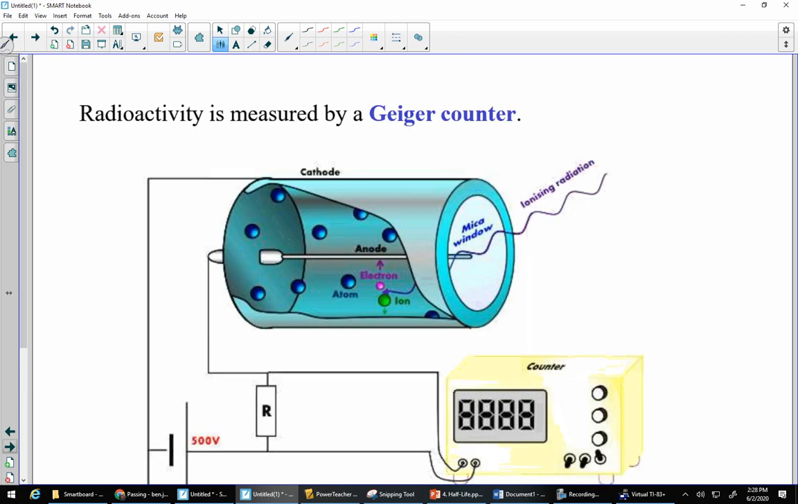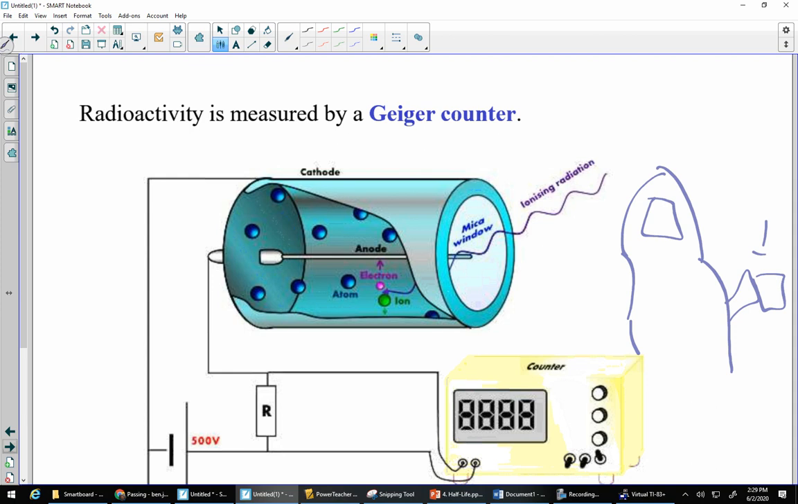Anyways, radioactivity is measured using a Geiger counter. You know, when you see the people in their little yellow hazmat suits, and they walk around with a little device and it clicks or beeps. That's the Geiger counter for radioactive materials.